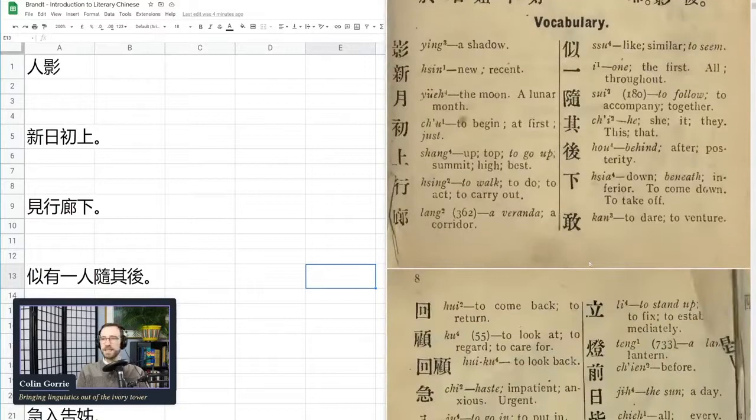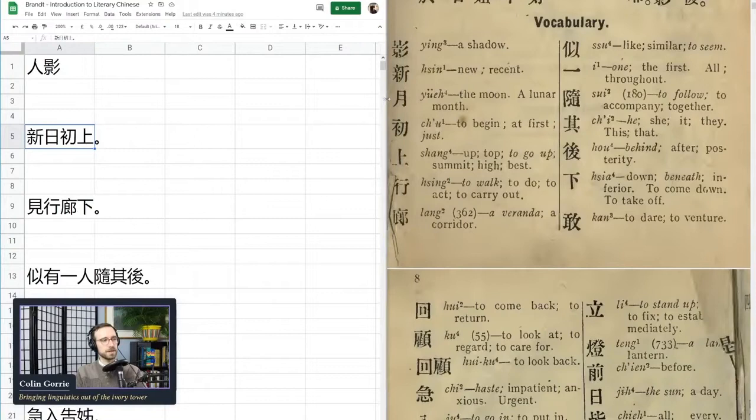Okay. And my eternal struggle with the sizes of various windows. Okay, so what do we have here? We start off with a character we've seen before. This is the character that can be read Ren in Mandarin, which means a person.